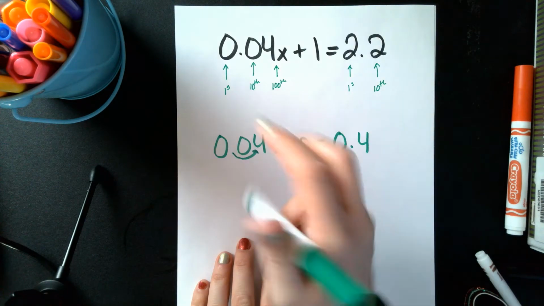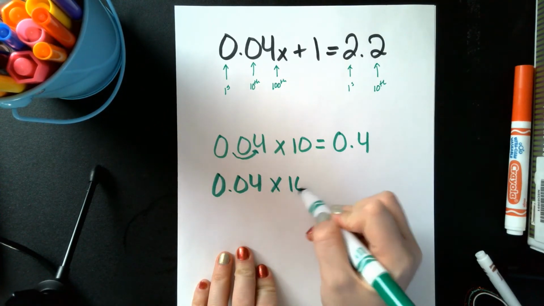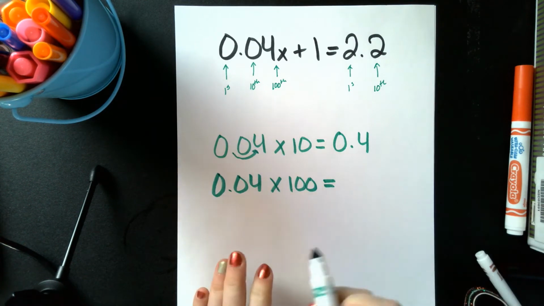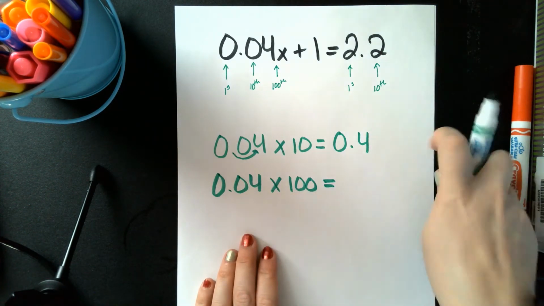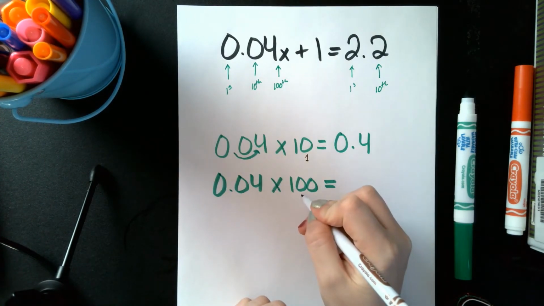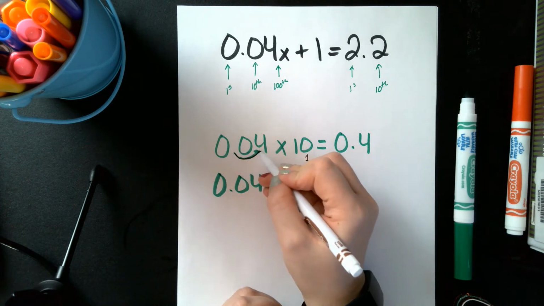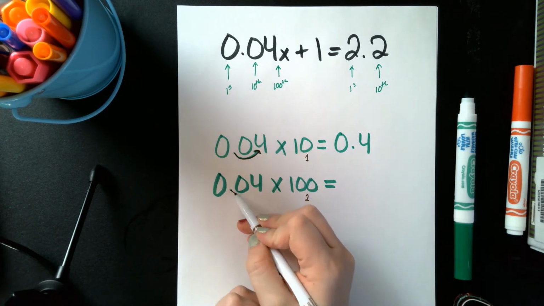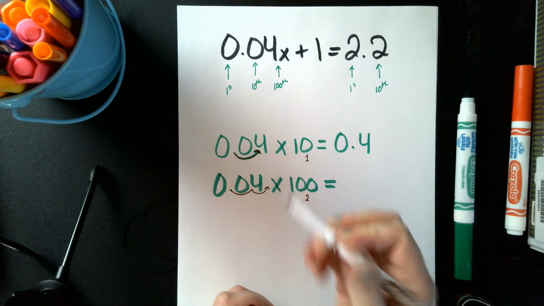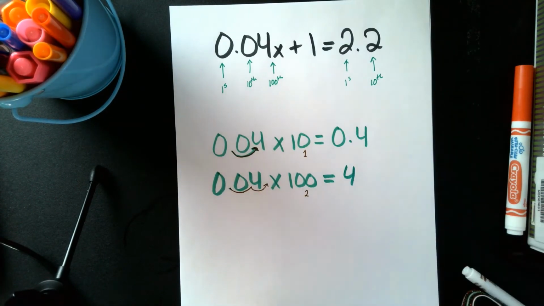What happens if I multiply by 100? 0.04 times 100. So the fun trick I like to do is count the number of zeros you have. So in this case, I have 1 zero, 2 zeros. So here I move back 1 spot. Here, because I have 2 zeros, I'm going to move back once, twice. Which gets me 4. And like that, my decimal is gone.